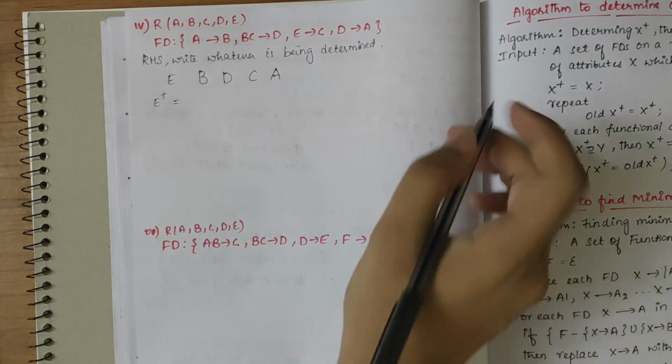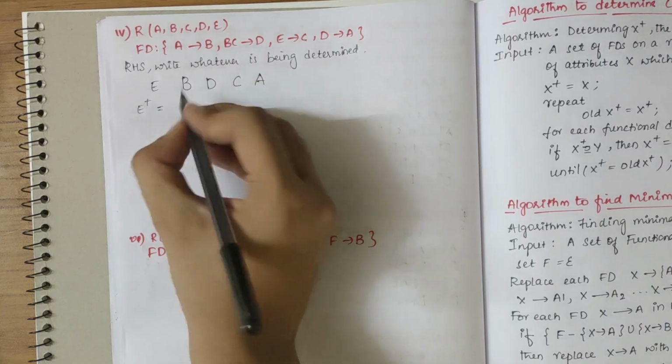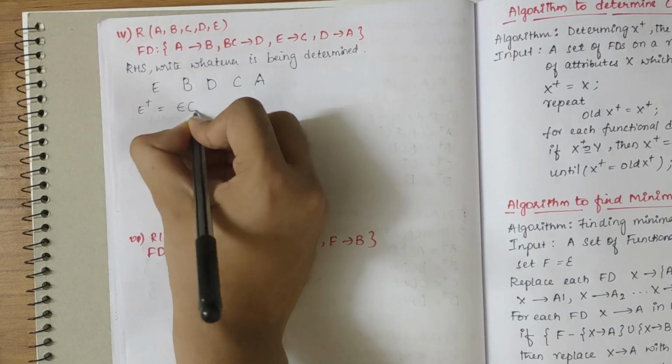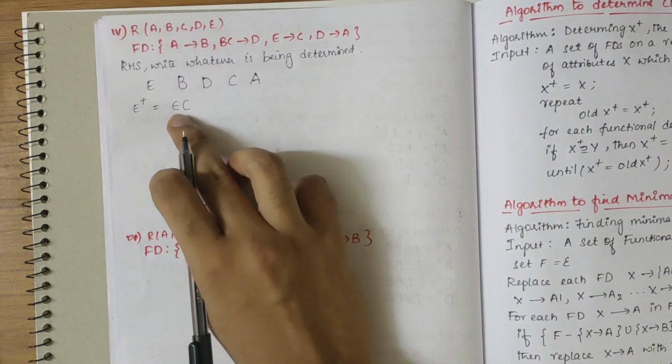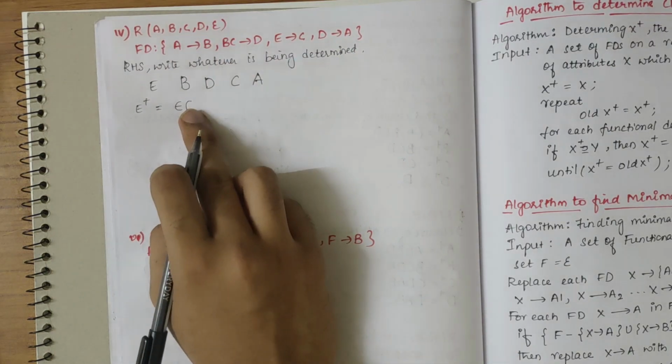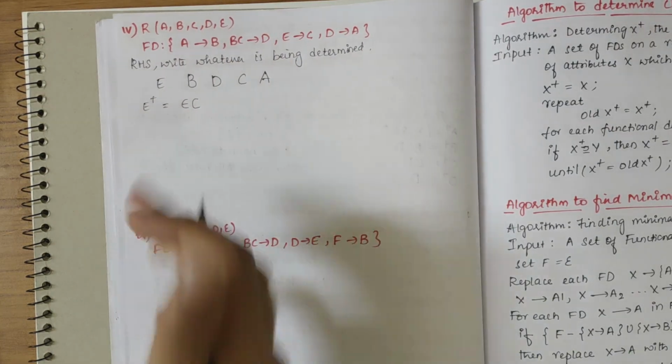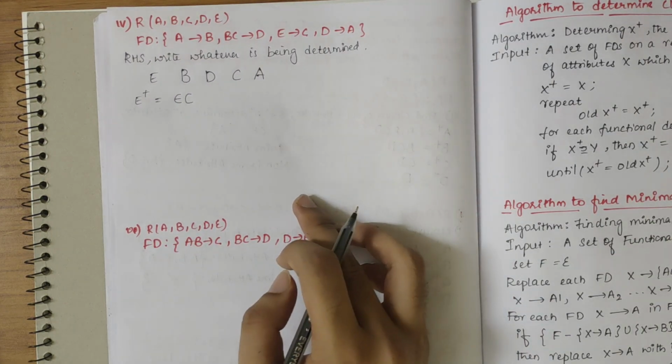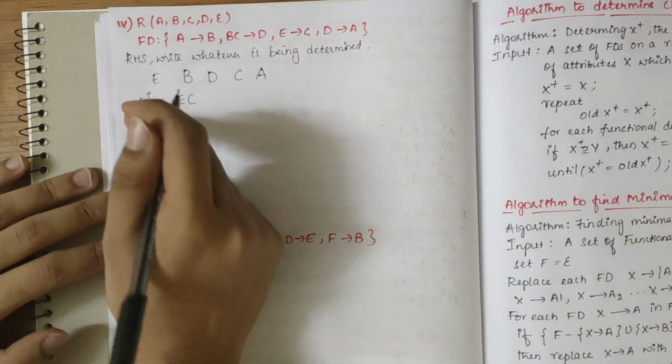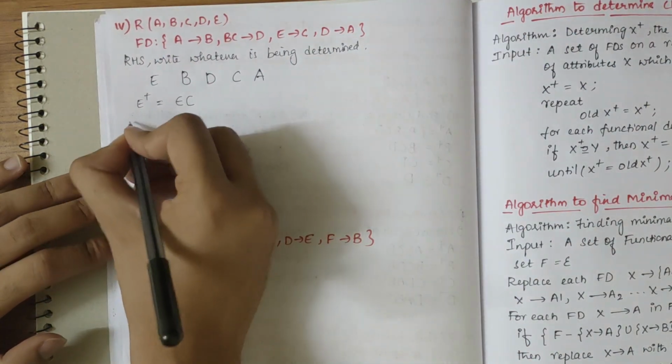Like how we did in the previous question, let's check. E closure determines E first, then C first. Then check if EC combination is there, no. Check if C determines anything, no. So E closure is not possible. Now let's start with A, B, C, D, E. Now let's club E closure with A, B, C and D and check.